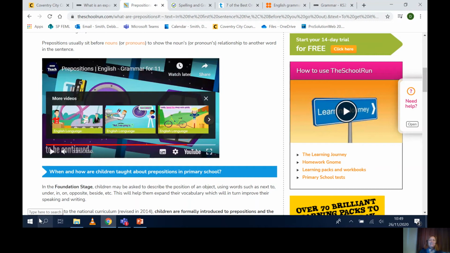Quite a nice clip again for children. It's a fun way of showing how it works. There's more on this website as well, which that link will take you to, which might be worth you having a look at.